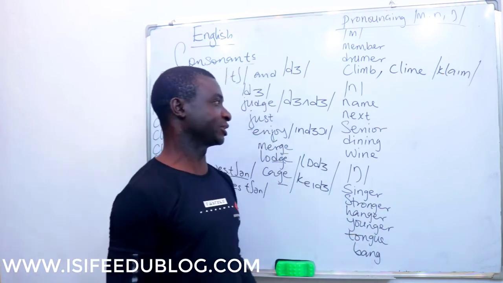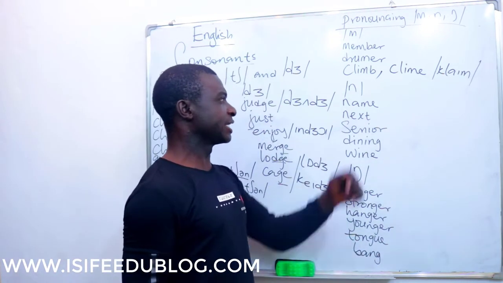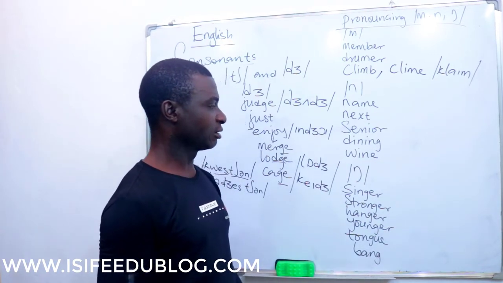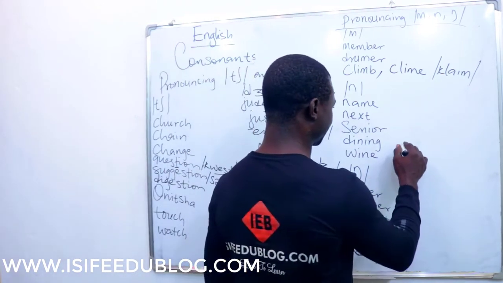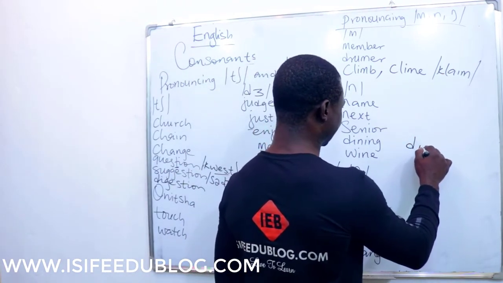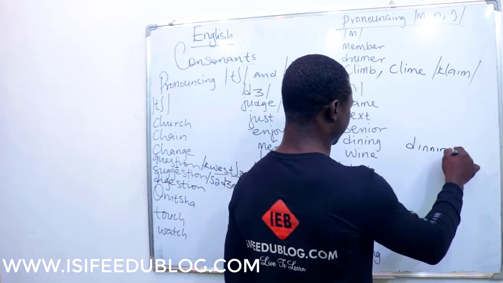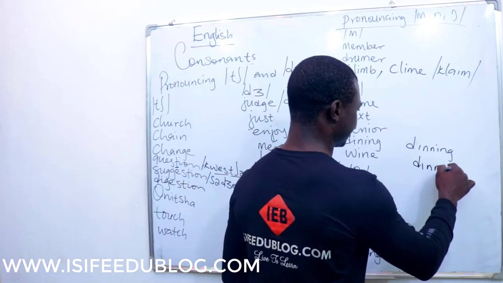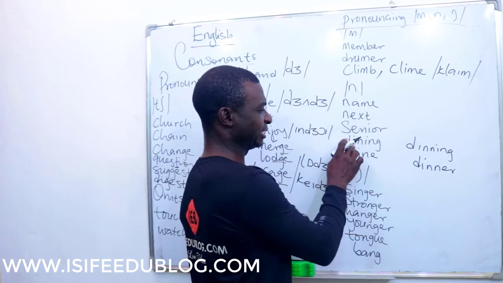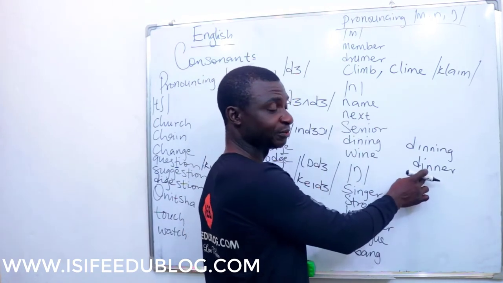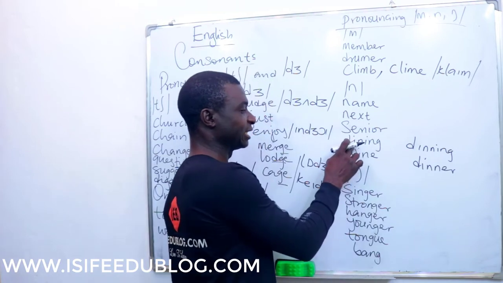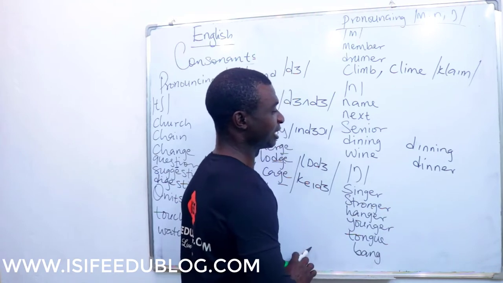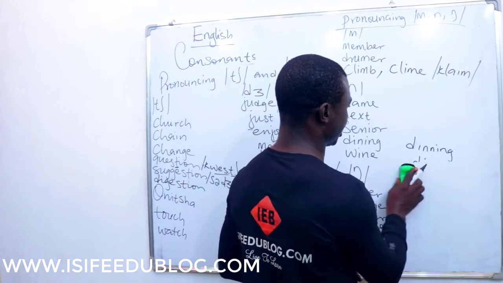Now n, or N, as some would want us to do. So name, next, senior, dining. Please take note of the spelling of dining. A lot of Nigerians spell dining as if it were dinning. D-I-N-N-I-N-G is not the correct spelling of dining. You know, dinner is double N because the vowel here changes to E for dinner, but here it is a diphthong, I. So in the case of the diphthong, taking the ing form is not with double N.